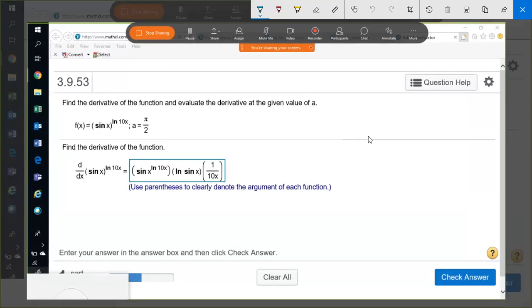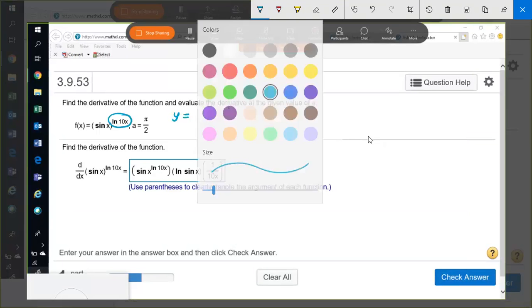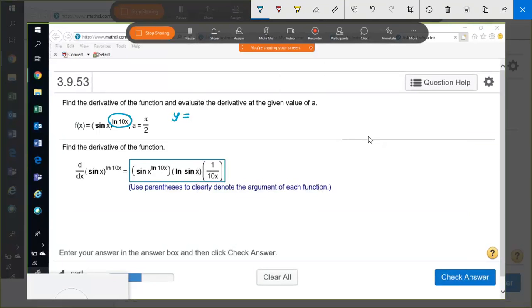So there are two different ways of doing it. Whenever I see a function of x in the exponent, I usually use natural log on both sides. So I'm going to rewrite my function as y equals sine x raised to the ln 10x. Since I see an x in the exponent, I'm going to use natural log on both sides. So using natural log, ln, on both sides, what do I get?